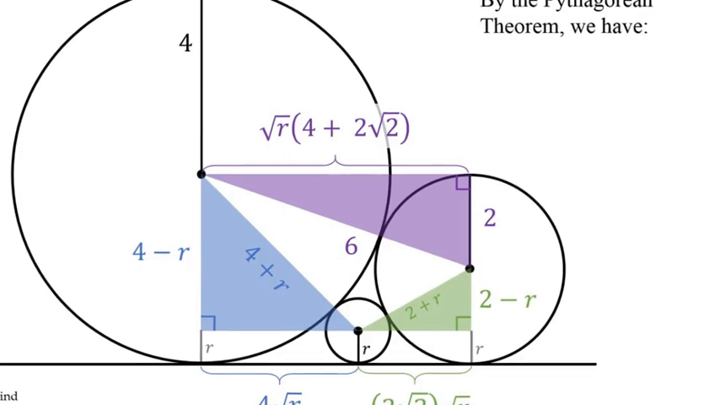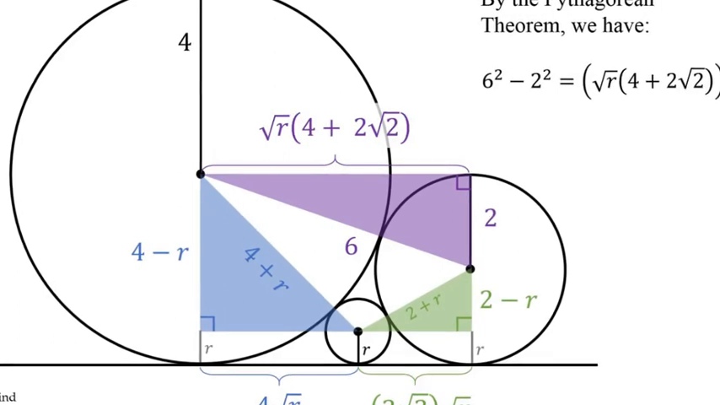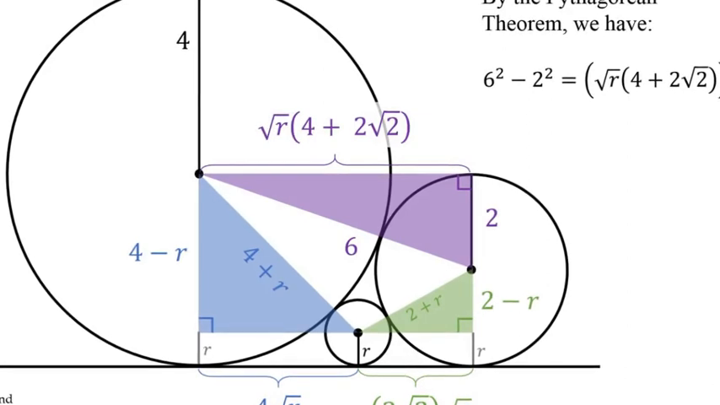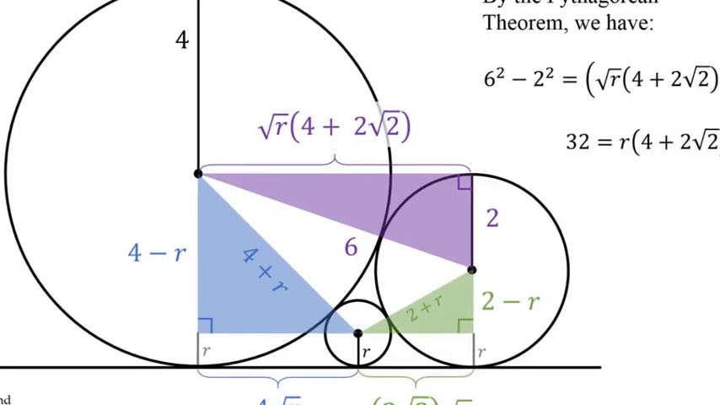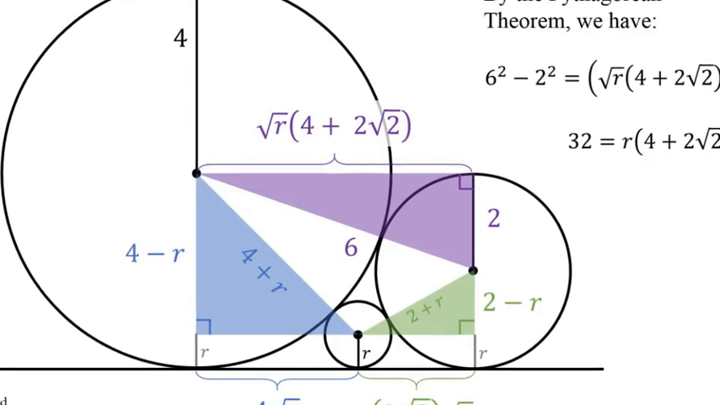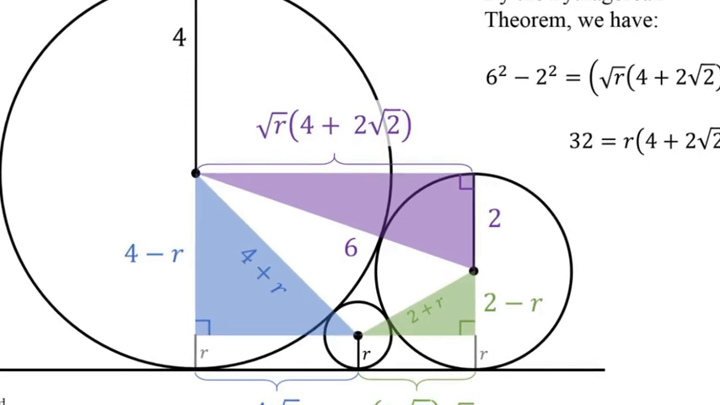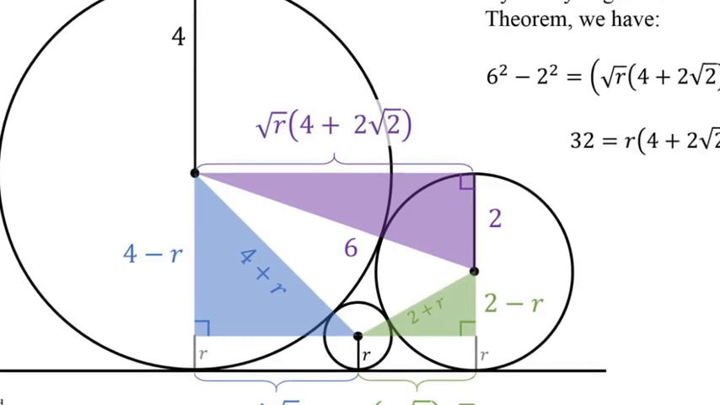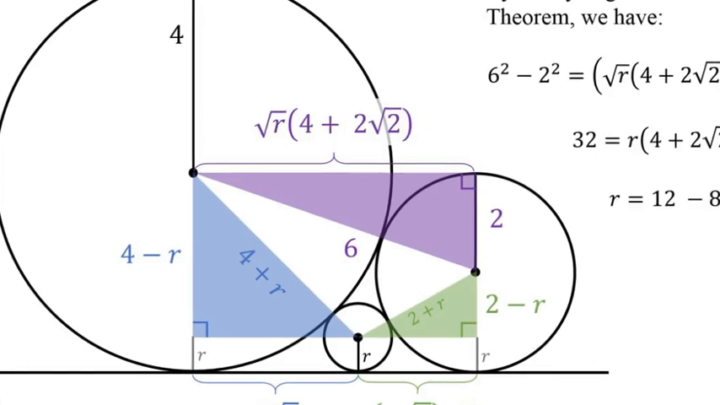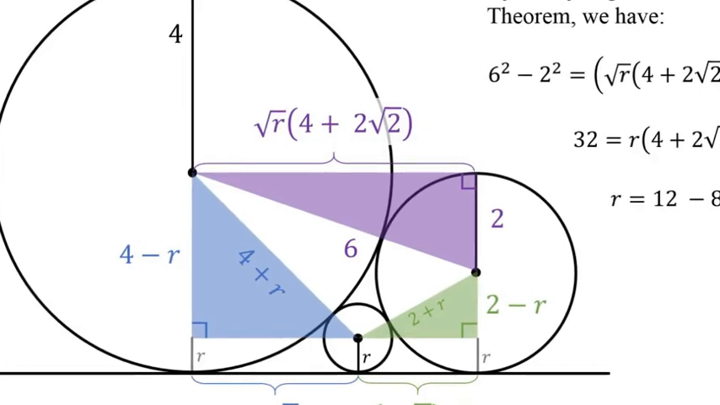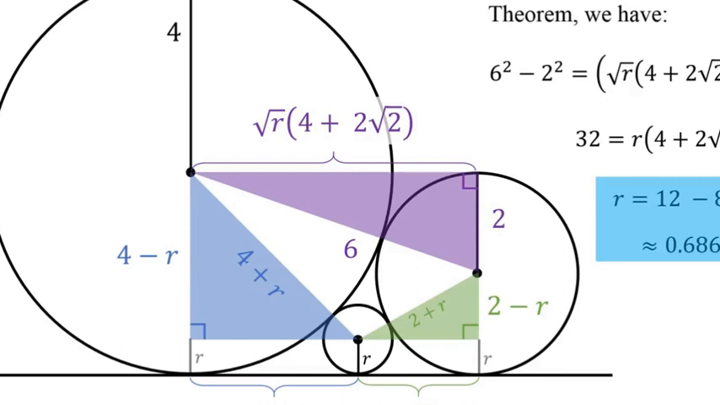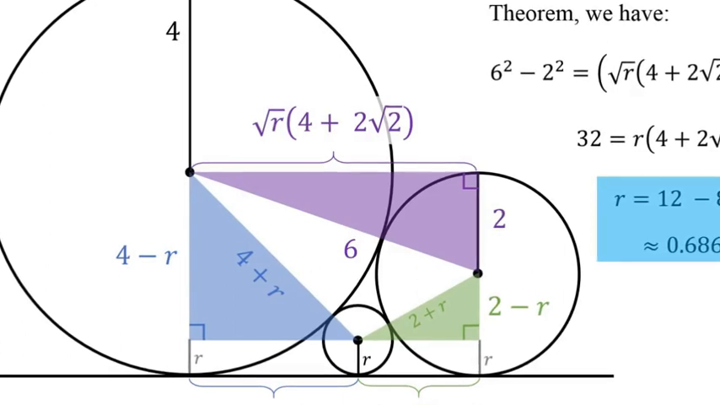We can then use the Pythagorean theorem, and we'll get 6 squared minus 2 squared is equal to the square of this other leg. We can then do some algebra and simplify it, and now you're going to divide by (4 plus 2 times the square root of 2) squared. Now in order to simplify that, you can multiply the numerator and the denominator by (4 minus 2 times the square root of 2) squared. And you'll end up rationalizing this fraction, and you'll get that r is equal to 12 minus 8 times the square root of 2, and that's our answer. So that's our answer for these specific lengths.